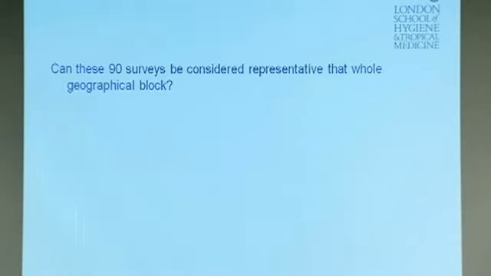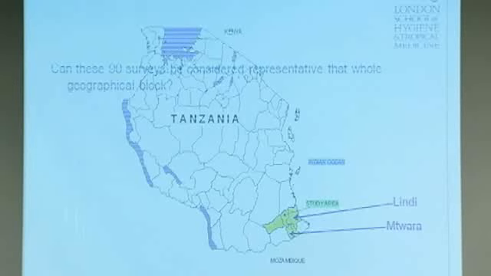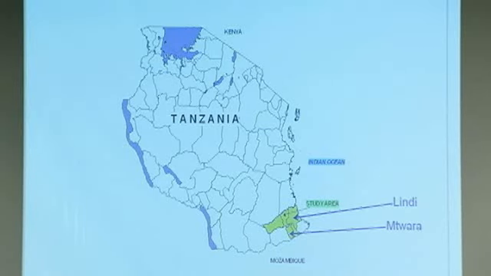But a question we were all asking was whether these 90 surveys can really be considered representative of that whole geographical block, or whether we should be a bit more nuanced about where to roll out SP-IPTi. It's possible that the prevalence is varying a great deal within a country, although the map would suggest that it has this gross geographical property, presumably due to its spread.